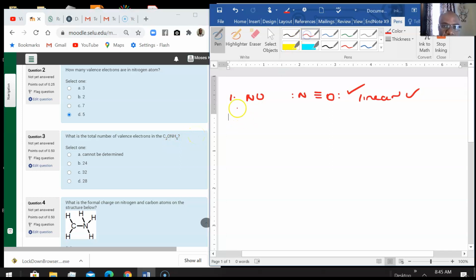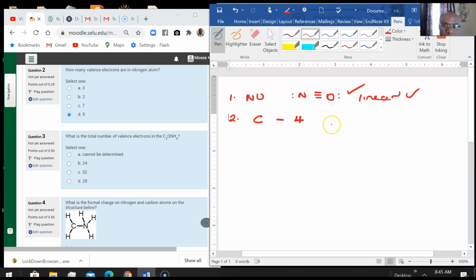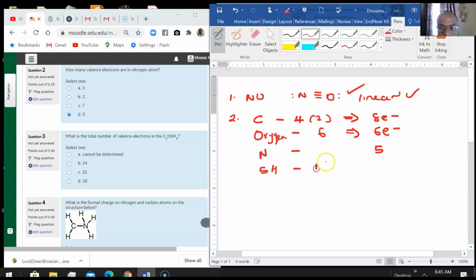What is the total number of valence electrons in that structure? So it's simple. Again, use your periodic table. Carbon is in main group 4. If you forgot, we just count the columns 1, 2, 3, 4. Do the same for the rest. There are 2 carbons, so those 2 carbons contribute 8 valence electrons, and then you have an oxygen. Oxygen is in main group 6. It brings 6 electrons. Nitrogen, like we said, is in main group 5, and then you have 5 hydrogens. Each hydrogen has a valency of 1, so 5.